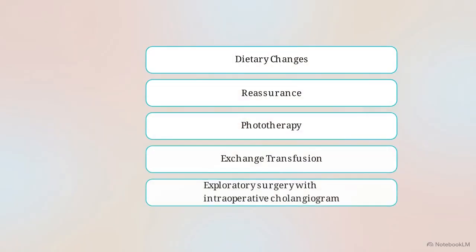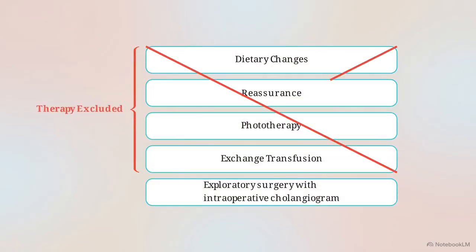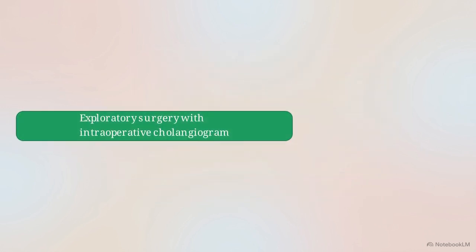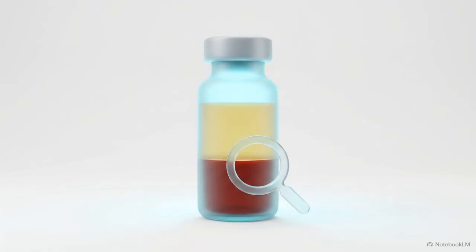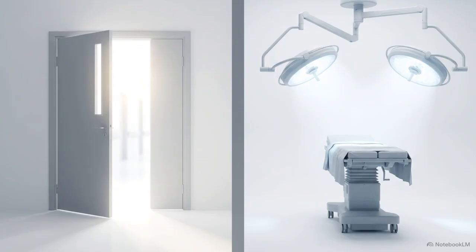We rule out dietary changes, reassurance, phototherapy, and exchange transfusion. Those treatments are exclusive to managing unconjugated hyperbilirubinemia. Exploratory surgery with an intraoperative cholangiogram is the only correct answer. It confirms the physical obstruction and clears the path for the Kasai hepatoportoenterostomy. The specific bilirubin fraction serves as the definitive triage metric, providing the final word on whether an infant is discharged or moved into surgery to salvage their native liver.